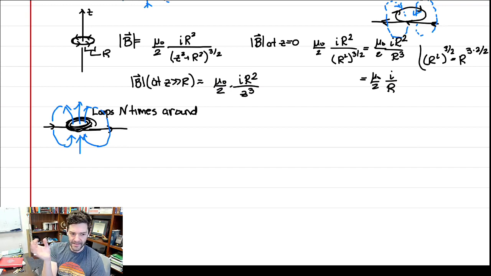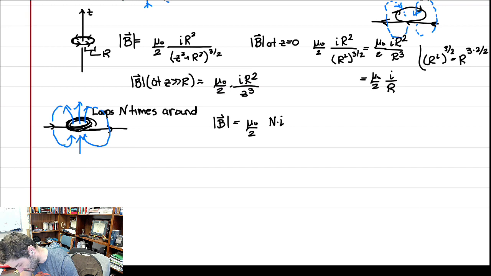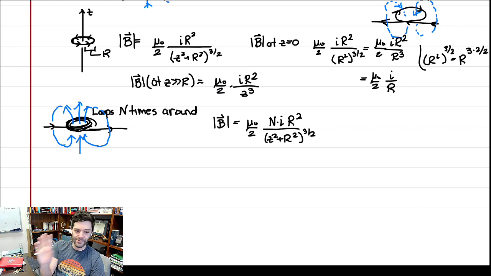So if you loop around n times, you're essentially creating the same magnetic field n times, and they're all adding together. So in this case, the magnetic field, the magnitude at least, is given by mu naught over 2, but instead of just I, it becomes n times I, r squared, over z squared plus r squared to the 3/2 power. Nothing about the directionality changes. If we're approximating what we call a flat coil, all the coils are essentially on top of one another.